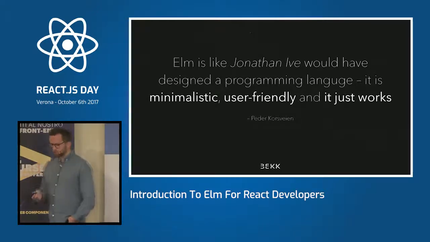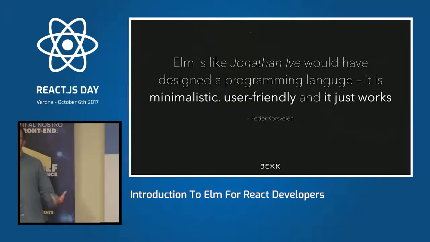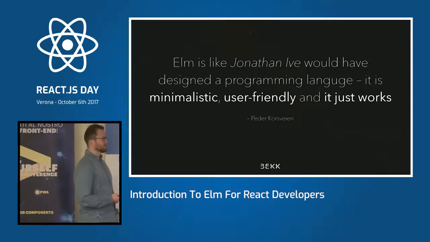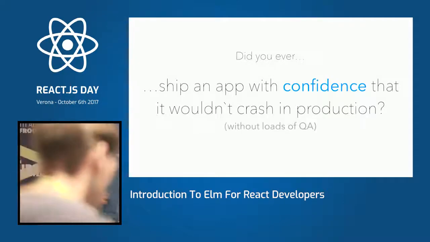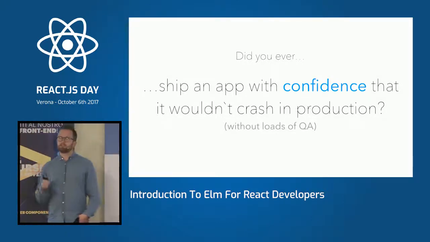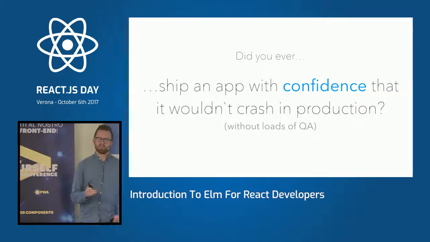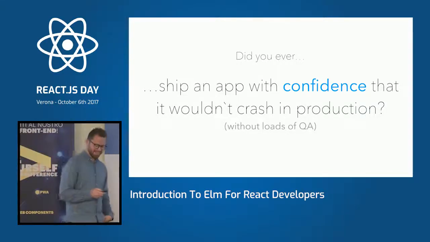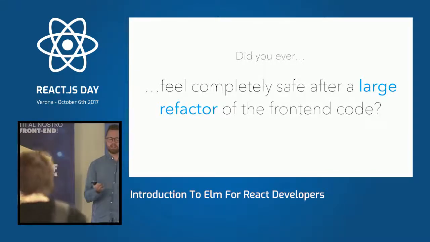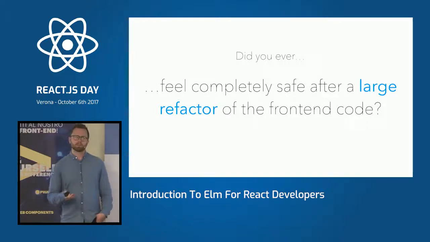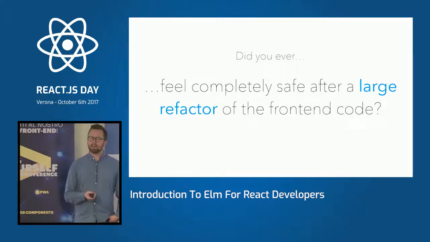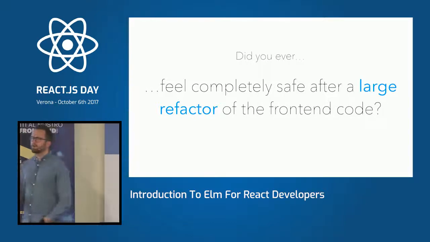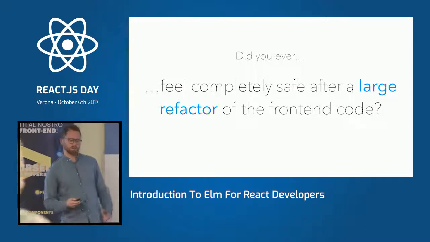So I have some rhetorical questions for you. You don't have to raise your hand, just think inside of you what the answers are. Did you ever ship an app with confidence that it would never crash in production? Good for you. For me, no. Did you ever feel completely safe after a large refactoring of your front-end code? I worked at a client once that had 3 weeks of regression testing for every major release, or every release really. So you can imagine how often they were able to push to production.